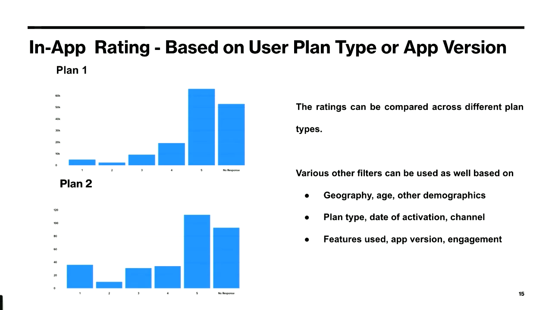Some of the things you can do is plan level. You can also use demography, like one geography versus another, age group, date or month of activation, or what channel they came through. Sometimes you'll be surprised, certain channels actually lead to unhappy customers, because maybe the way it was promoted in a specific channel, people were set wrong expectations. So this kind of analysis will help you define which channel people are happy with and which channel people are not.